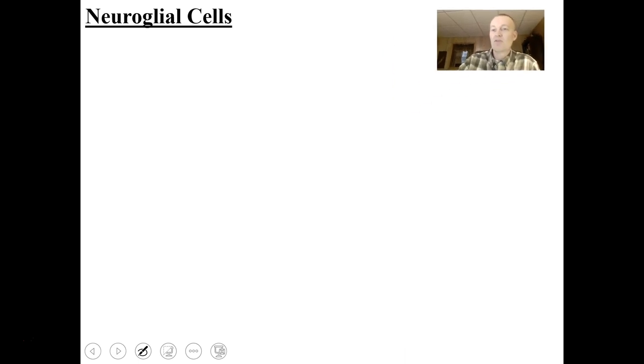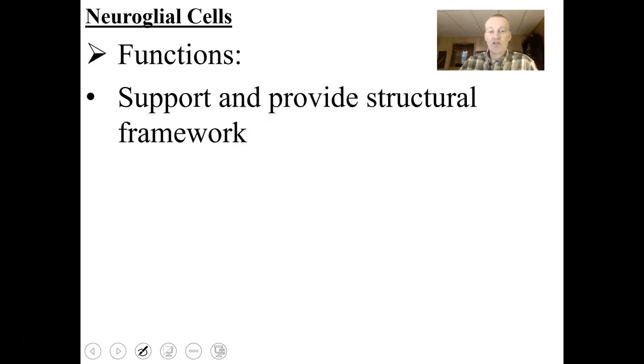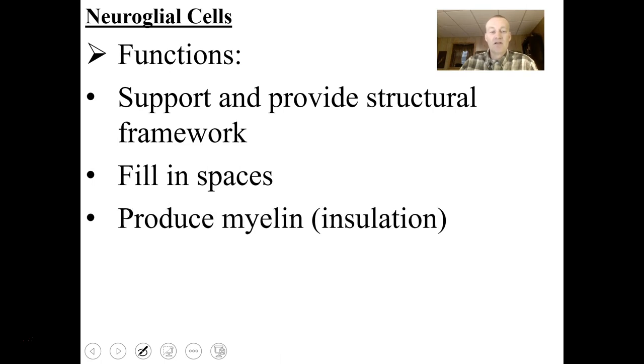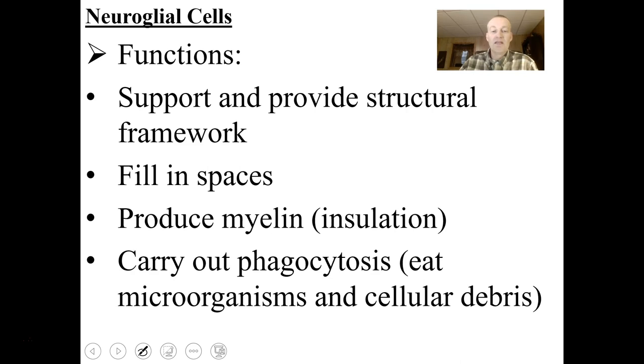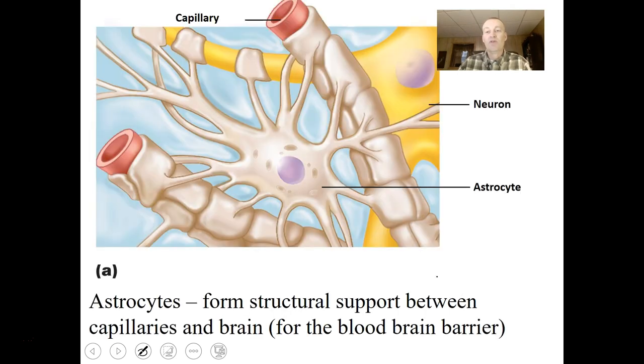All right, let's talk about those really important neuroglial cells. Neuroglial cells have many different functions. They provide support and a structural framework for the nerve cells. They fill in spaces. They produce myelin, or the insulation, and they carry out phagocytosis, a process where they eat cellular debris and microorganisms that might find themselves in nerve tissue. And they have other functions as well. I'll talk about one other function, which is the creation of cerebrospinal fluid.